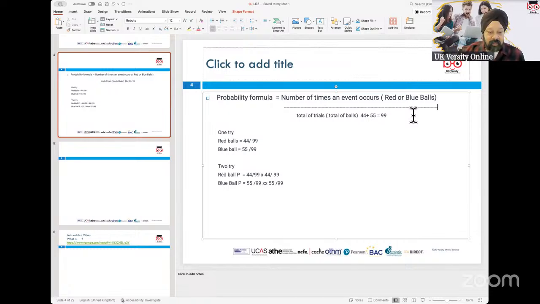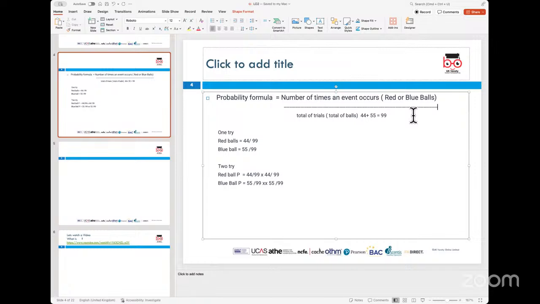And if Manchester City has to score a goal, it will be 11 by 22, 11 plus 11, 11 by 22. And if they score two times, it will be 11 by 22 times 11 by 22. Right. Is that okay? Yeah, I think I get that.